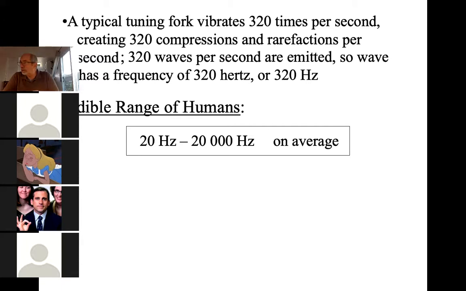Anyway, that's when they test your hearing, and on average, this is the range of human ears: from 20 hertz to 20,000 hertz. Okay, so you can hear as low as a frequency of 20 hertz, or all the way up to 20,000 hertz.